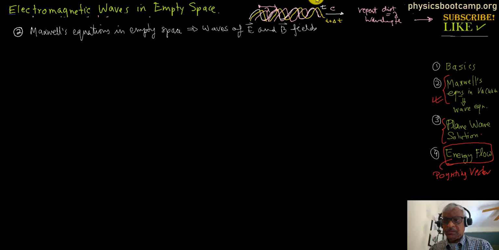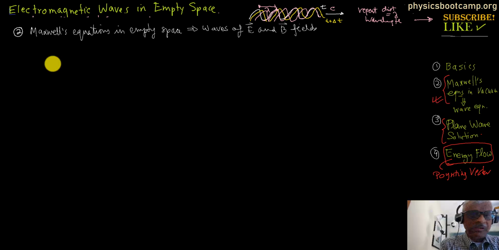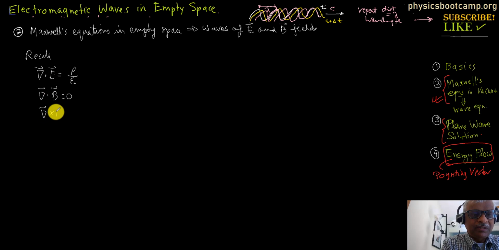Okay, let's write out Maxwell's equations in vacuum. Recall, Maxwell's equations are, for the electric field, del dot E equals rho, all charges, over epsilon naught, and del dot B equals 0, and del cross E equals minus dB dt, and del cross B is mu naught J plus mu naught epsilon naught dE dt.